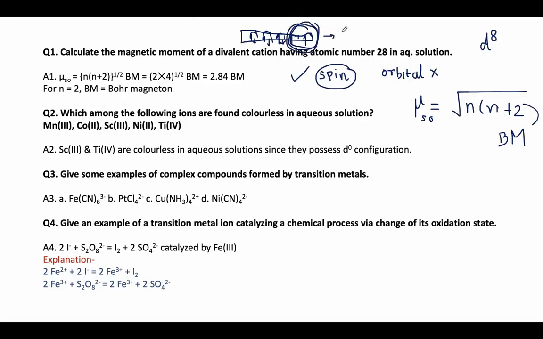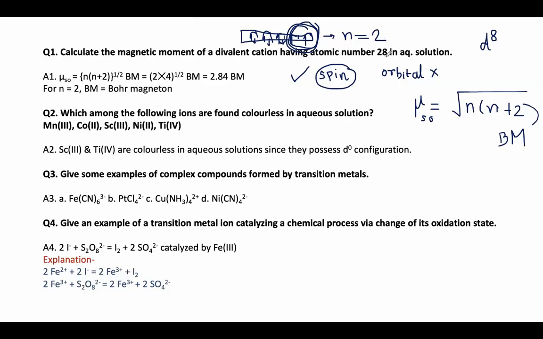So the number of unpaired electrons n is equal to 2. So simply what we will do, we will put 2 in the given equation. We will calculate as root over 2 into 2 plus 2. So it will be root over 2 into 4, which is root over 8 Bohr magneton. So that is actually 2.84 Bohr magneton. So the magnetic moment of the divalent cation, which is having the atomic number 28, is 2.84 Bohr magneton.